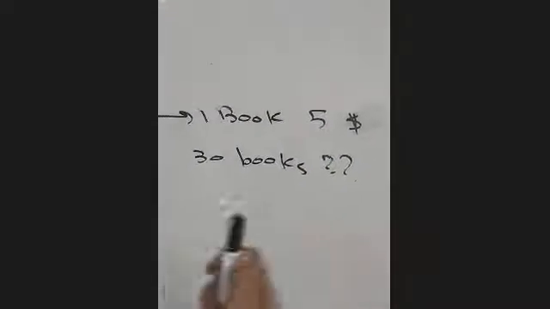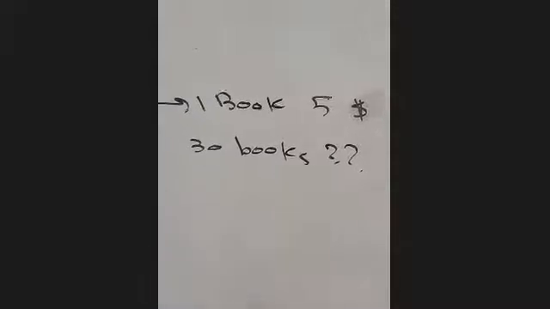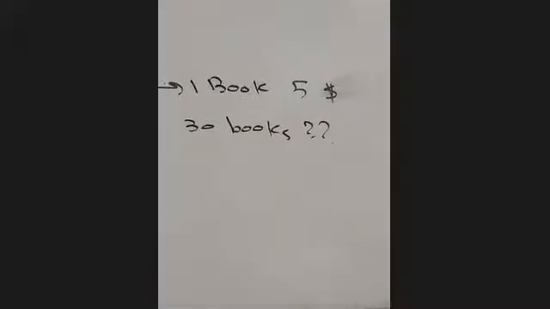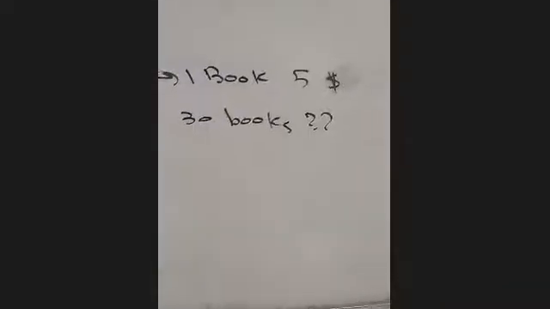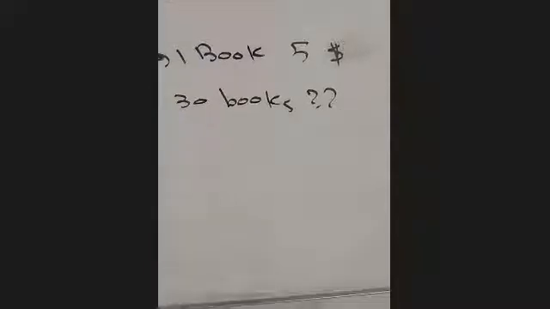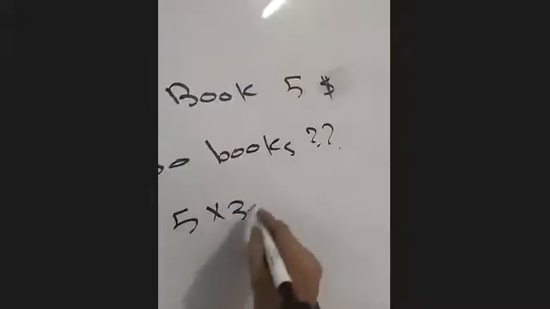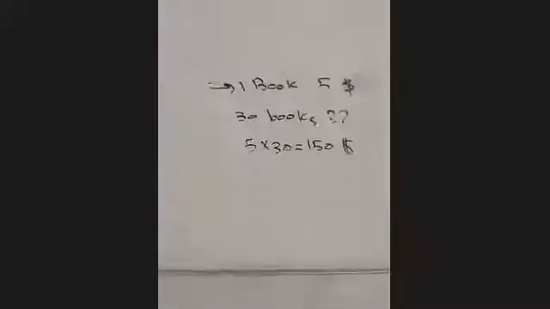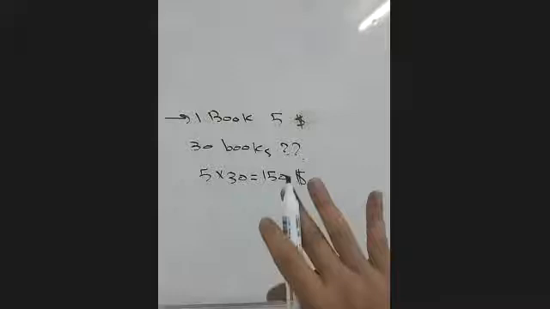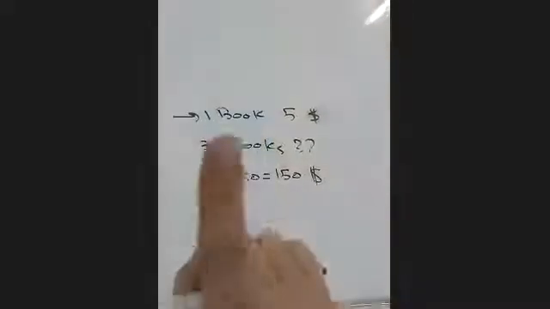Up here, if 1 book is $5, what's the price of 30 books? What will I do? 5 multiply 30. So it's 150 what? Dollars. Now to know the price of a number of items, guys, we need to know the price of 1 item.